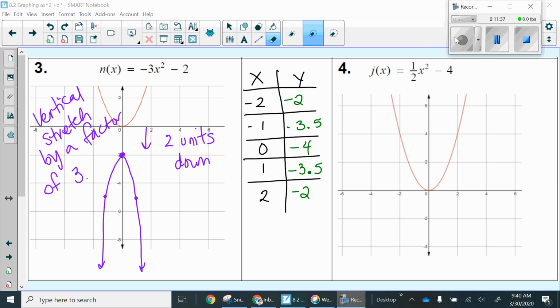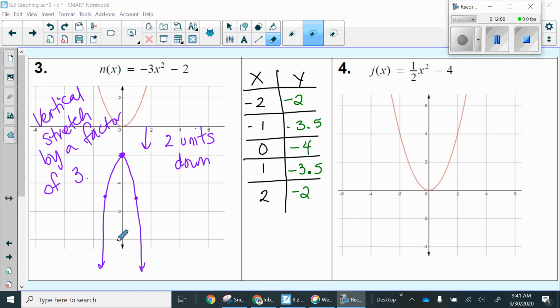Function j has an a value that's a fraction, 1/2, which means it's between 0 and 1, and that is going to be a wider parabola. Since it's between 0 and 1, think of it this way: it's trying to get closer to the x-axis, trying to get closer to 0, so it's going to be wider. In comparison, number 3 has an a value of 3, which is greater than 1, which is like a stretch. So it's trying to get closer to the y-axis.